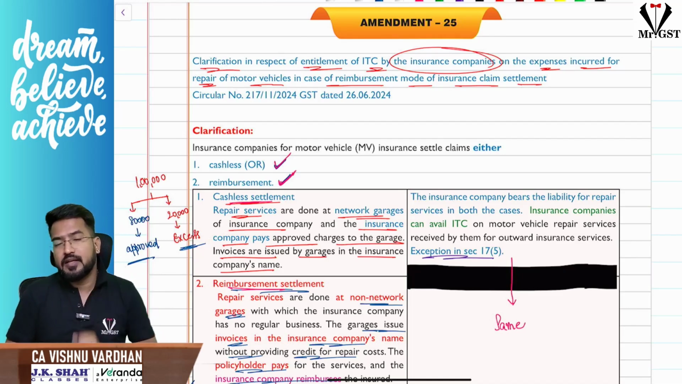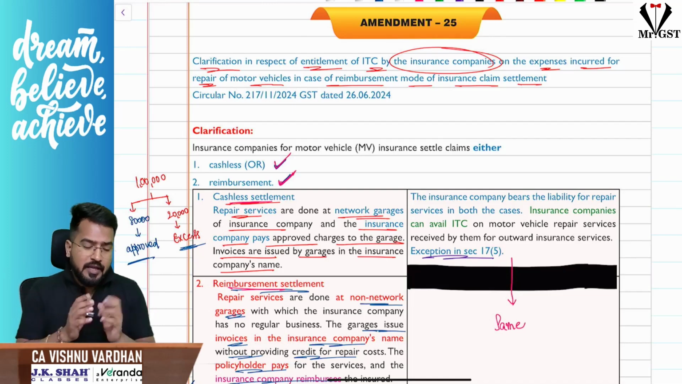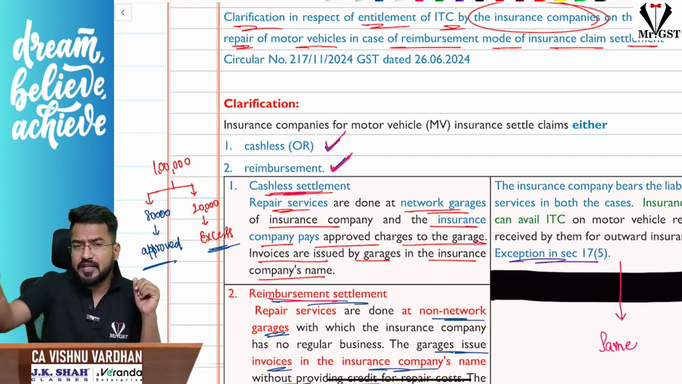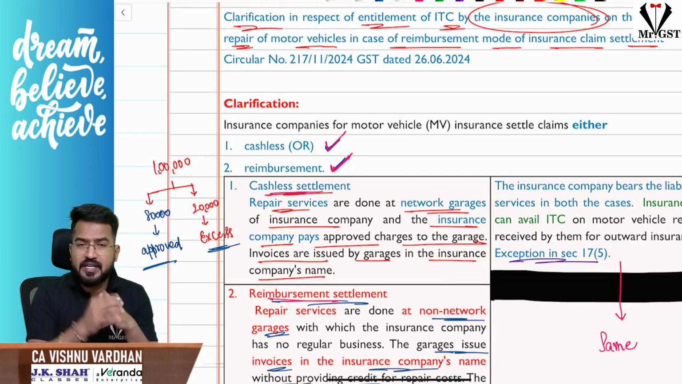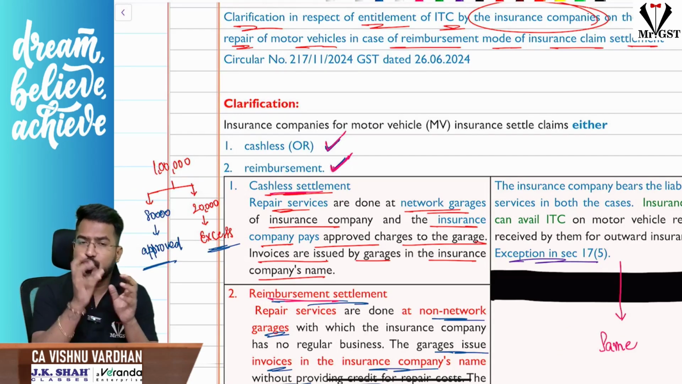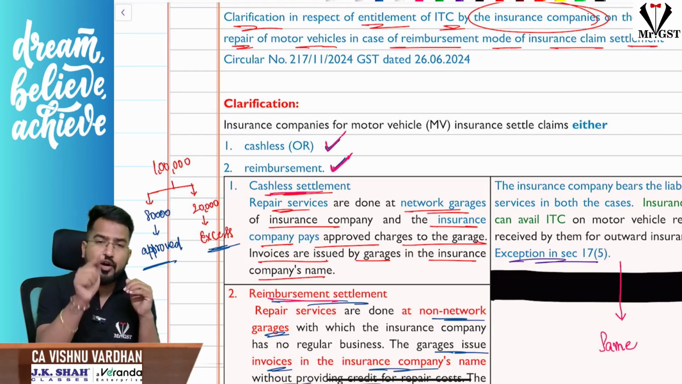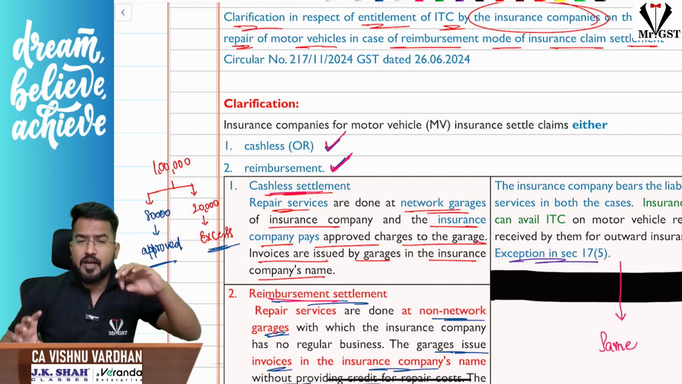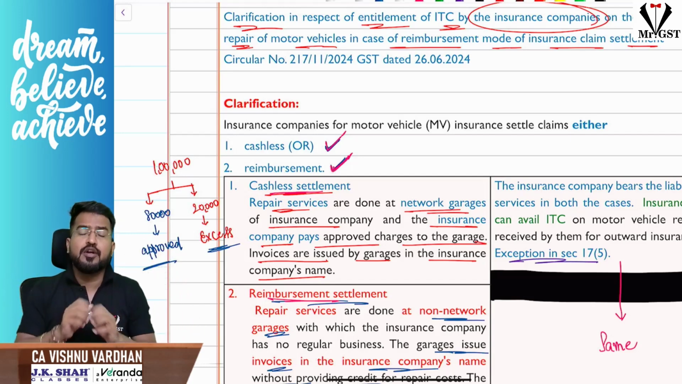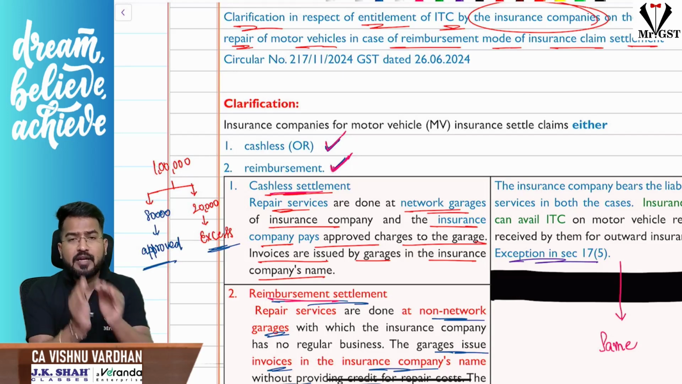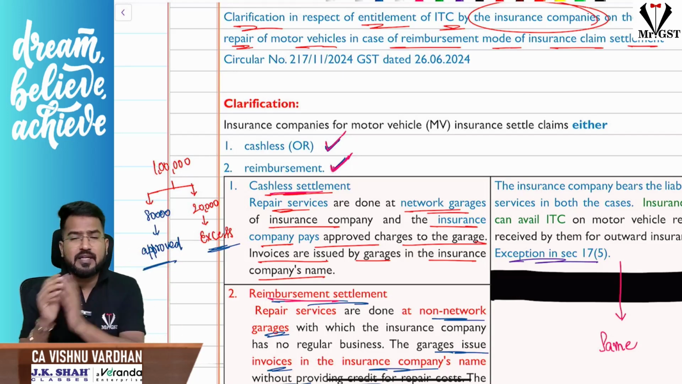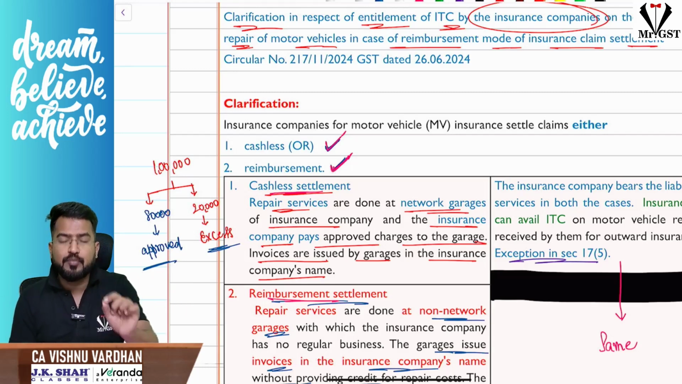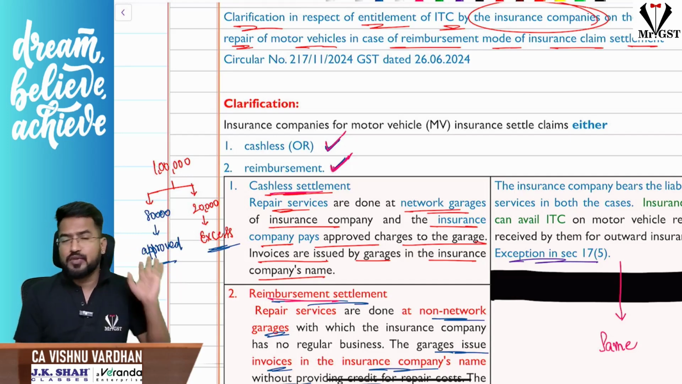Here, another interesting part: if they are going for reimbursement, imagine the insurance company approves only 8 lakhs, but the repair cost is 10 lakhs. You get the repair done outside and give the bill of 10 lakhs to the insurance company, and it pays you only 8 lakhs. Whatever approved amount they reimburse, only on that amount can they take ITC. It does not matter whether the 8 lakh and 2 lakh are invoiced separately, the approved amount to the insurance company and the balance to the customer, or the entire invoice is in the insurance company's name and it pays the customer only the approved amount. In any case, only on the approved amount reimbursed can the insurance company take ITC, no matter how the invoice was raised.